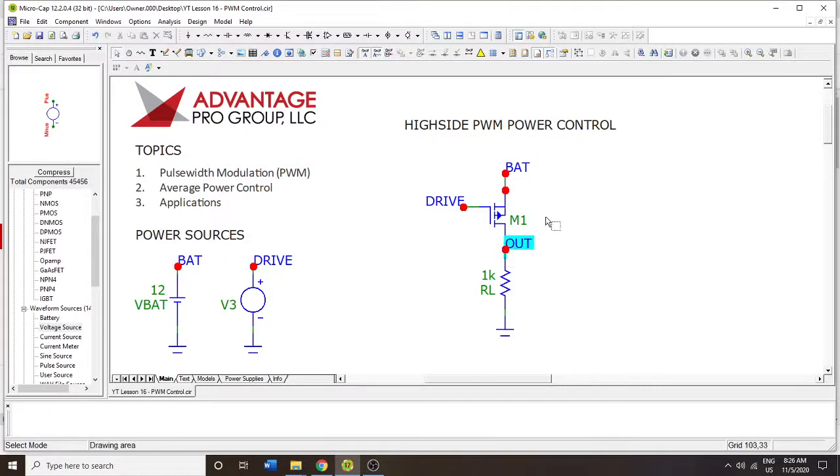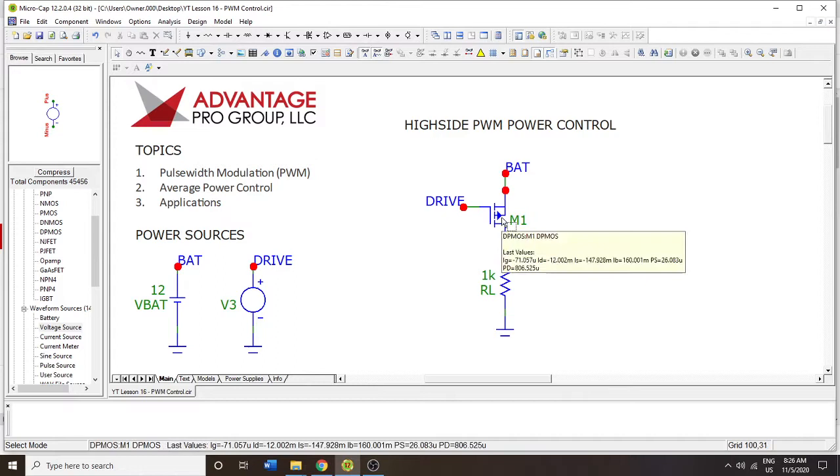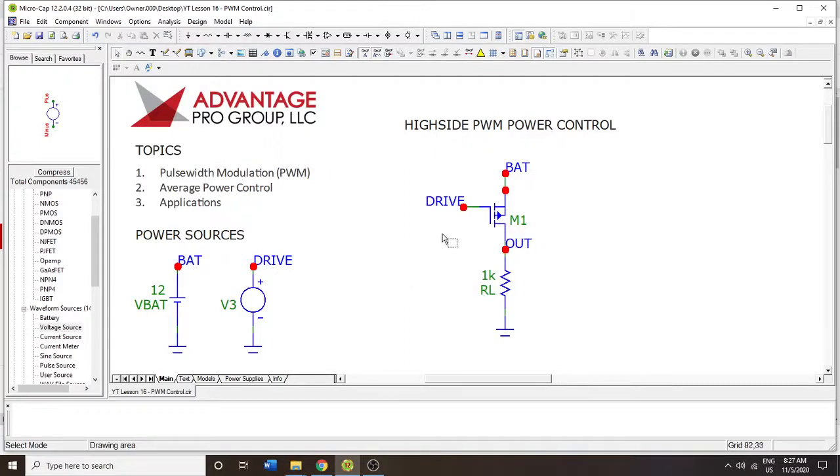Today we're going to be doing high side PWM control. This takes a high side load switch as its starting form, and the only difference is that we're going to change the voltage signal across the gate and the source. If you remember, the gate and the source has to have a negative difference across it in order for it to be on.